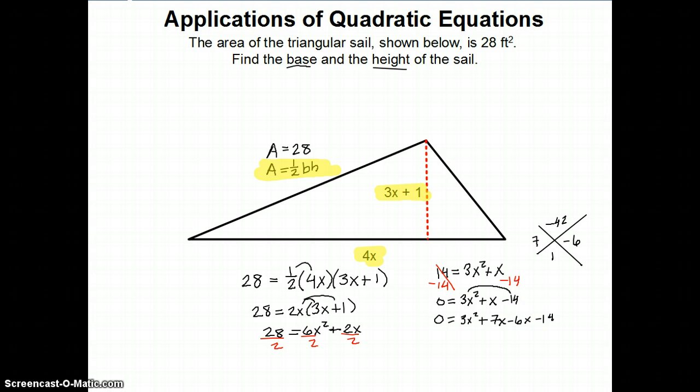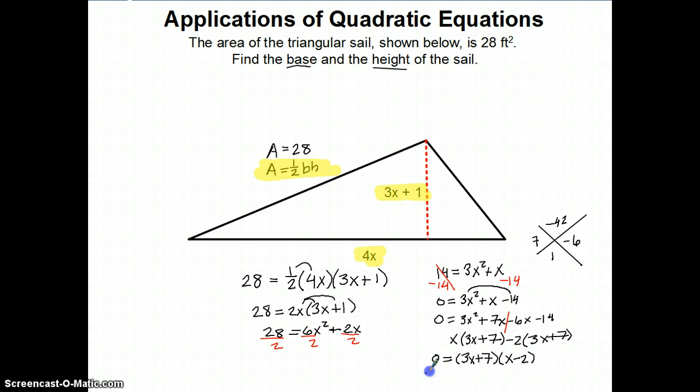I split down the middle and take out the GCF on the left. So I take out an x, leaving me with 3x plus 7. And on the right, I take out a negative 2, leaving me again with 3x plus 7. So my final factored form is 0 equals 3x plus 7 times x minus 2.